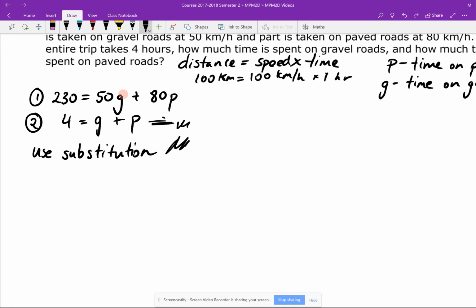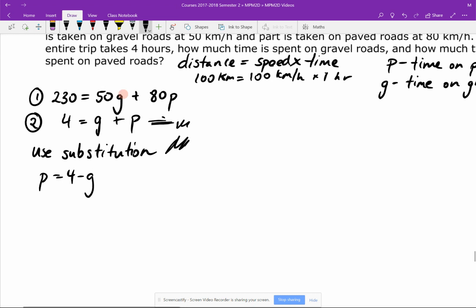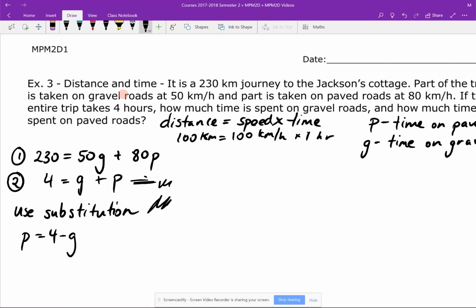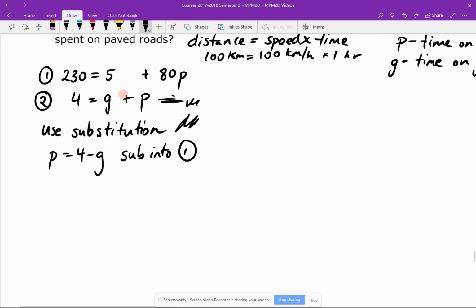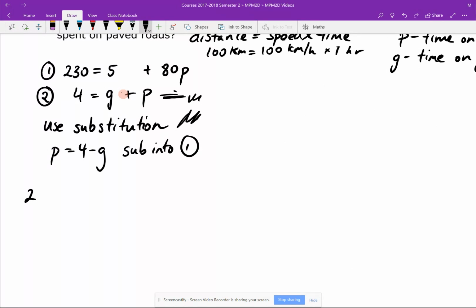It's fine. So using substitution, I'm going to rearrange equation 2 to say P equals 4 minus G, just subtracting G from both sides of the equation. And I'm going to substitute that into equation 1. So I'm going to have 230 equals 50 times G plus 80 times P, and P can be replaced with 4 minus G. Now I have an equation with just G.